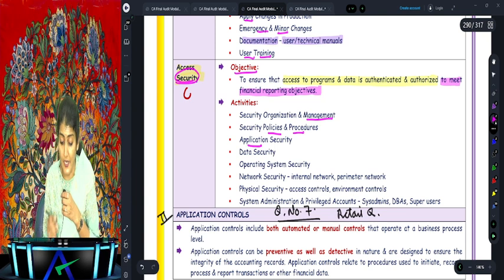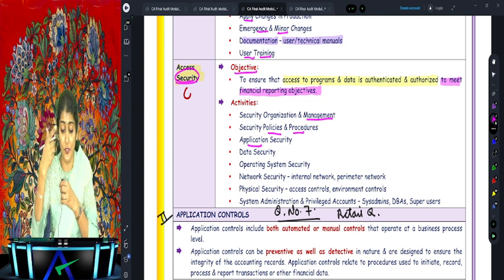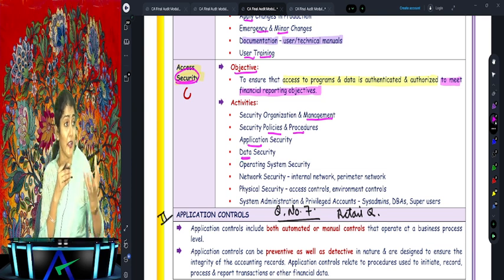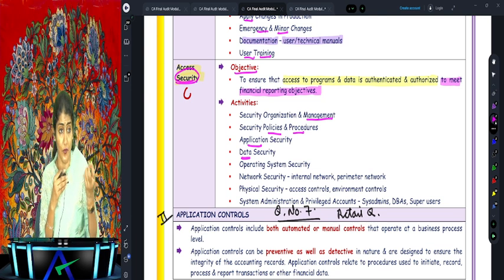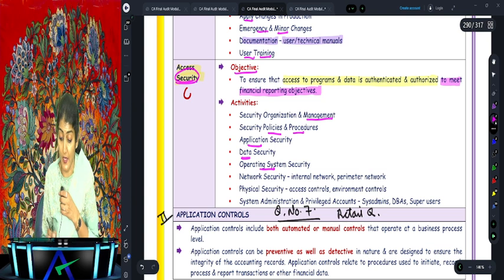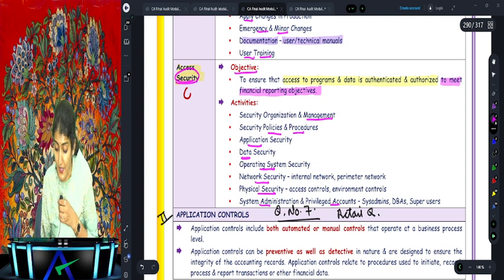Then the application security, the particular app, and whether anybody can hack or make any unauthorized changes to the app. Then the data security, sometimes I told you like some data gets leaked off the organization or so, right? So data security. Then the operation system security, network security, physical security, and also what does it say? The system administration and the privileged accounts.